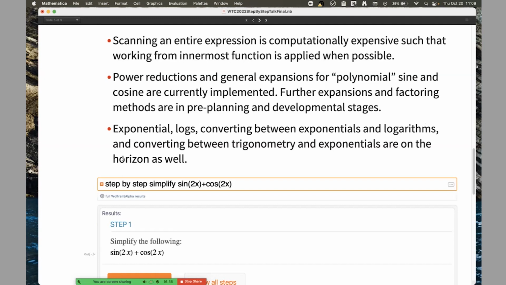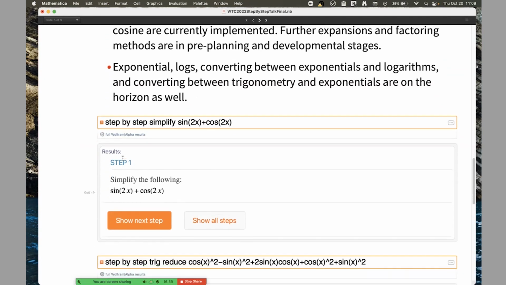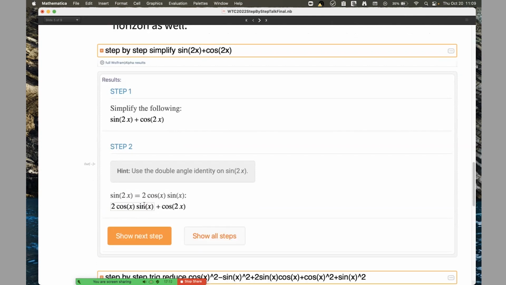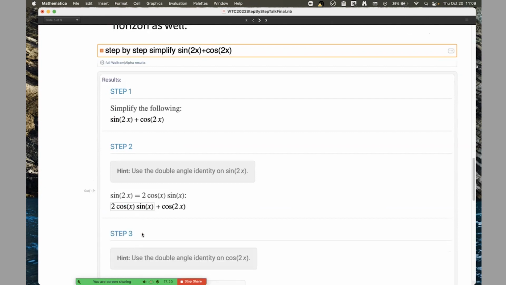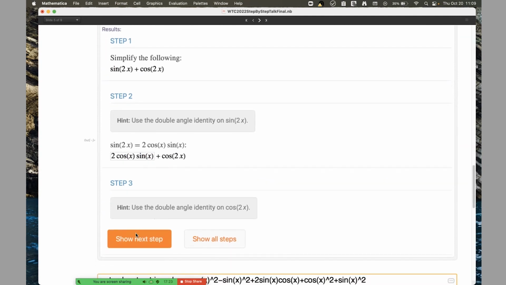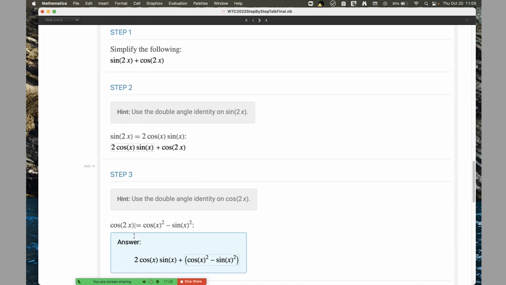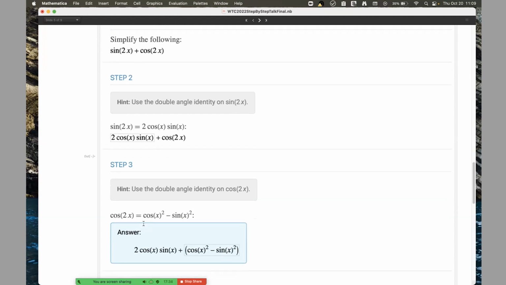Now I'm just going to go over an example of this. In Wolfram Alpha Notebook Edition, you can type in step-by-step simplify of sine of 2x plus cosine of 2x. We can simplify this out. We see that we can apply the double angle identity, and again, the double angle identity is sine of 2x equals 2 times cosine of x times sine of x. We can apply that. Then we can apply a cosine double angle identity formula, which is cosine of x quantity squared minus sine of x quantity squared. And then we can combine all that.